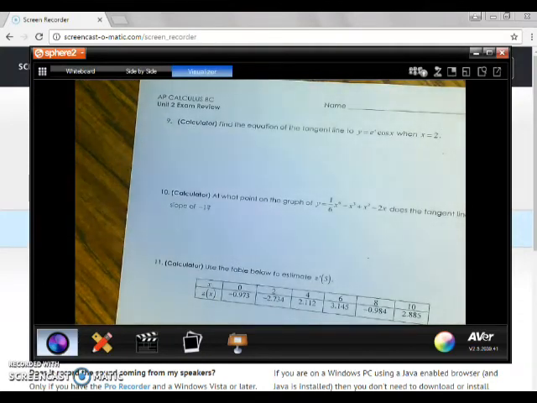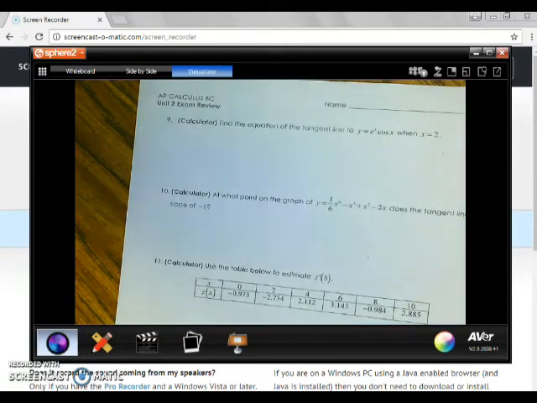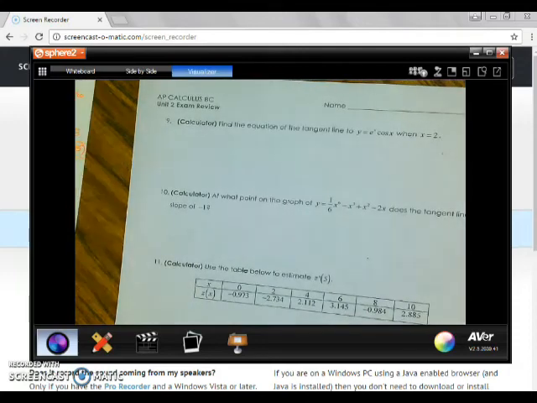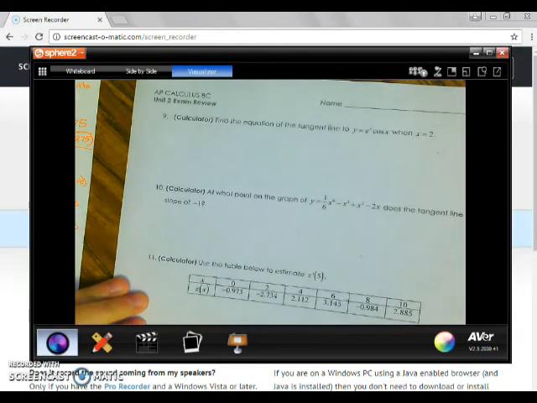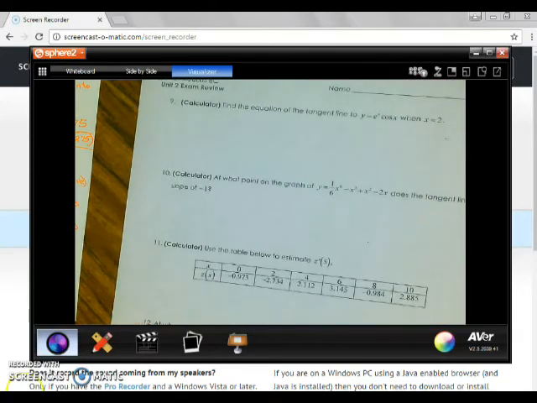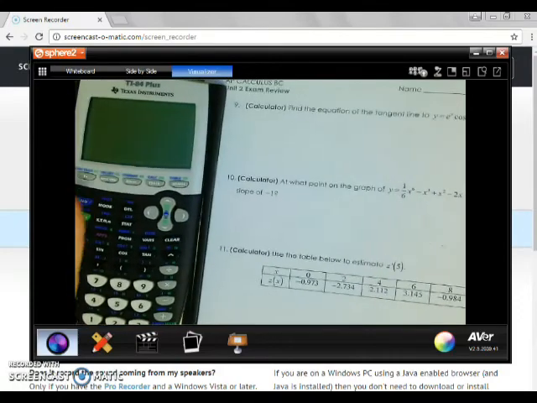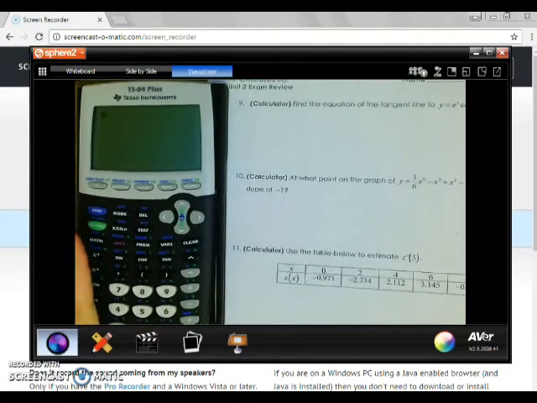Okay, so on this last page, you are given the opportunity to use your calculator. Your test will have a calculator section this time, so make sure you're taking advantage of that. If you're asked to find the derivative and you are given an x value, again, you can do that straight on your calculator. Let me just grab a calculator. Okay, so on the calculator, I hope you can see that.